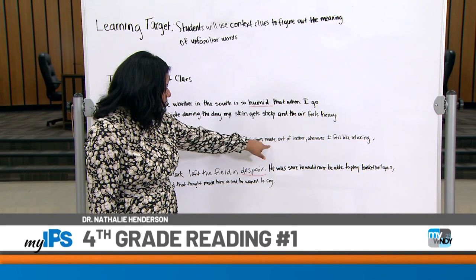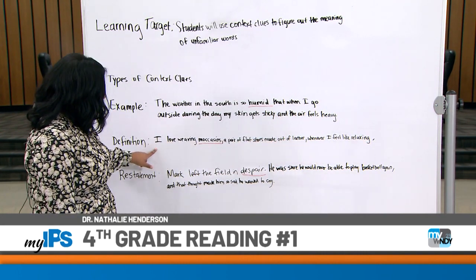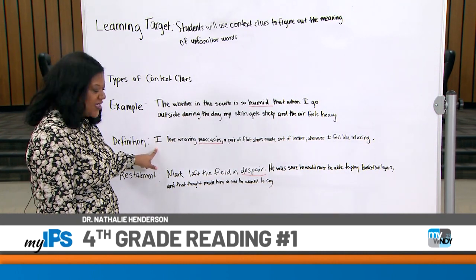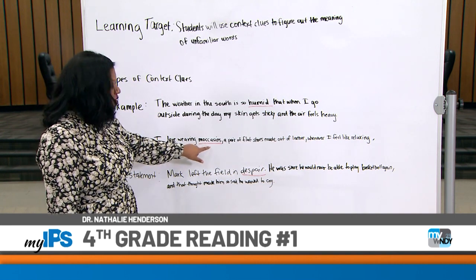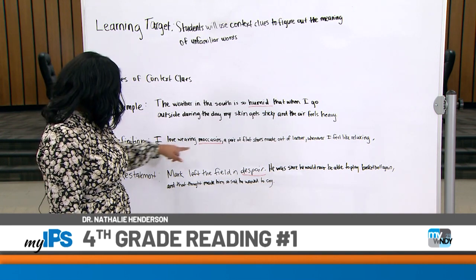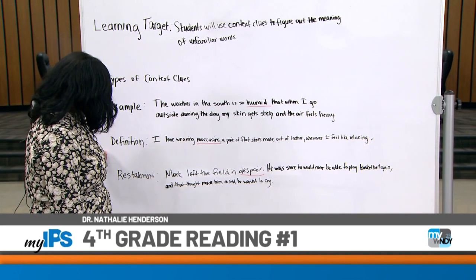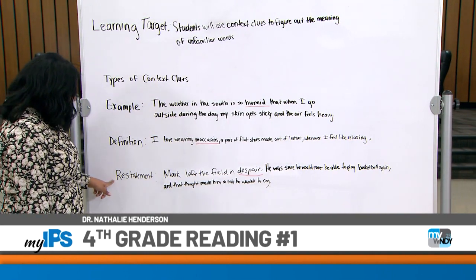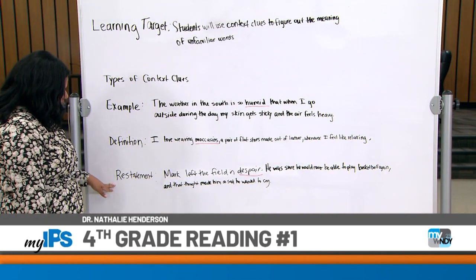Made out of leather, whenever I feel like relaxing. The author has provided a definition in this text of what the word moccasin means. Okay, that's our second type of context clue. And then the third type of context clue is a restatement.